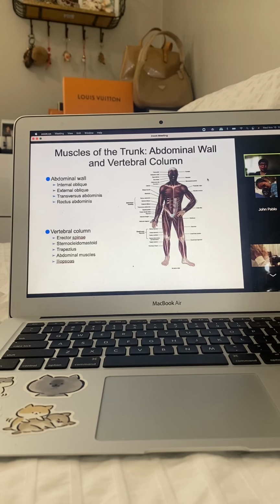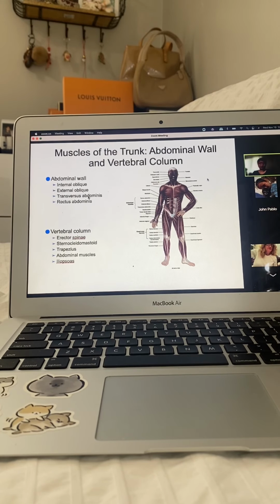And then you have muscles of the abdominal and the vertebral column. You have your internal and external oblique. These are accessory muscles for people who have difficulty of exhalation. It's located on the side or on the ribs. You have your external oblique, internal oblique. They are accessory muscles for respiration. But the main muscles for respirations are your intercostals and your diaphragm.